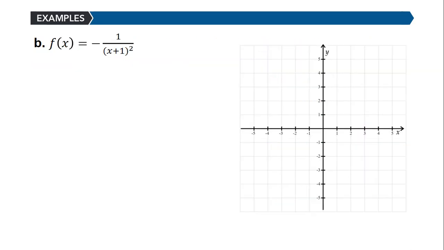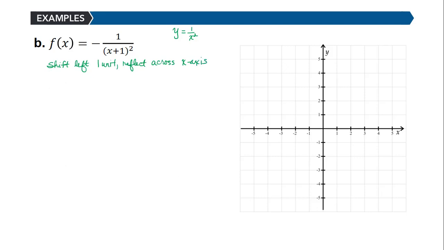Now we have the function f of x equals negative 1 divided by the quantity x plus 1 squared. So this is a transformation of y is equal to 1 over x squared. What transformations will take place? Well, the inside change of plus 1 tells us that we will have a shift left 1 unit. And this negative on the outside tells us we're going to reflect across the x-axis.